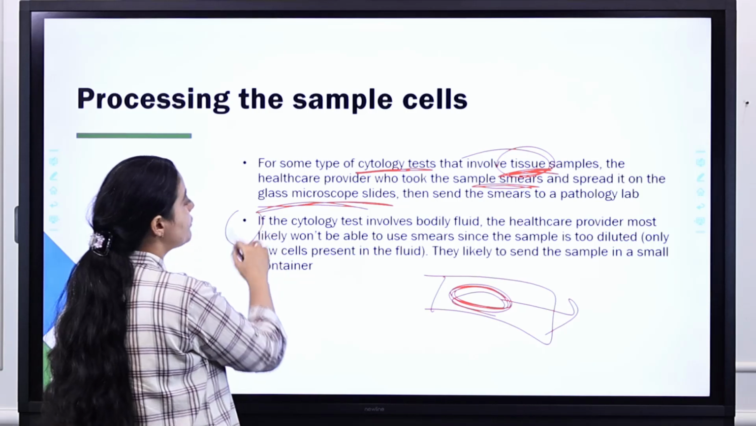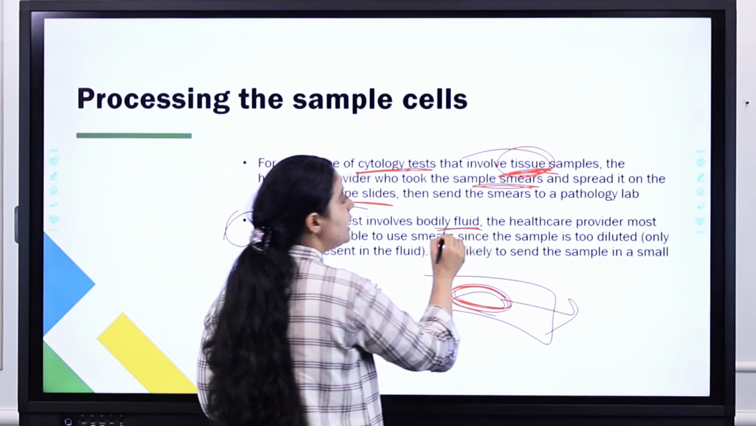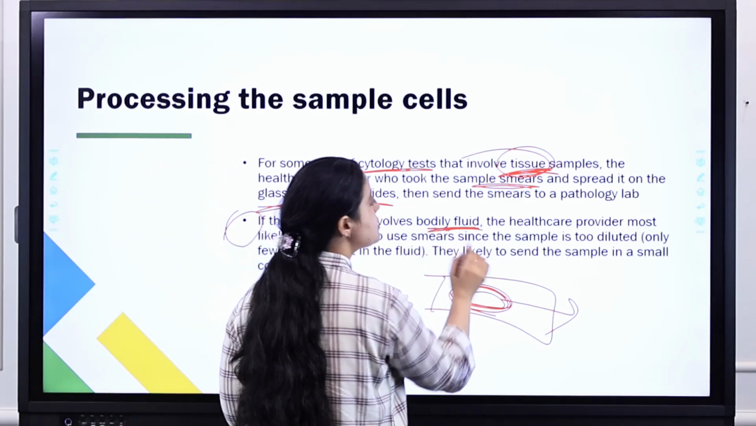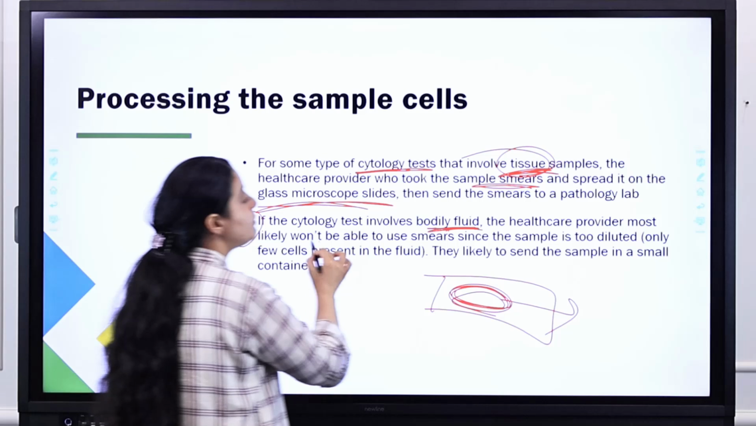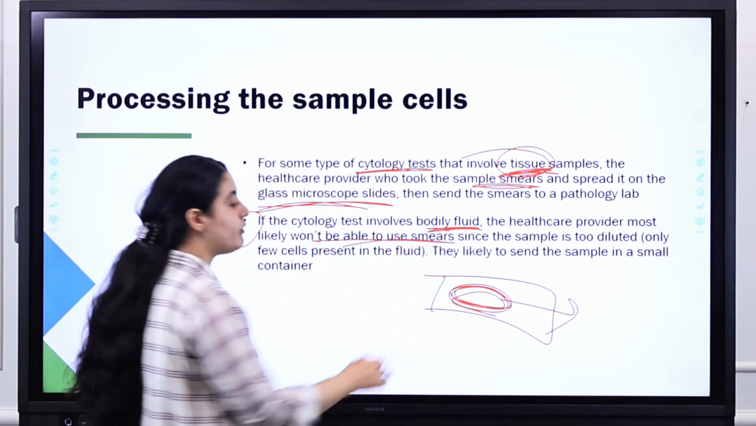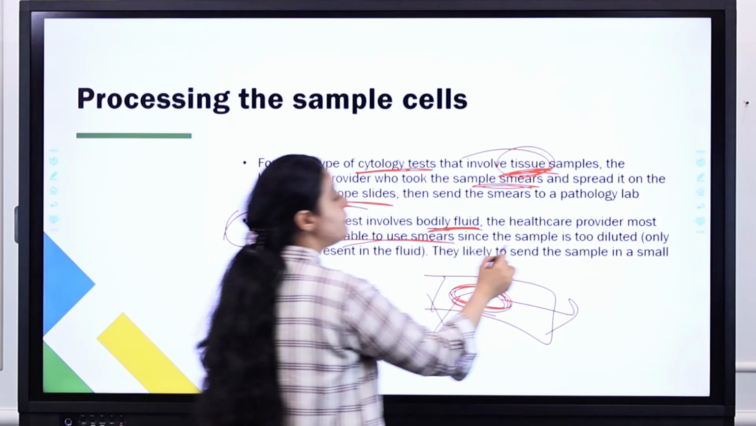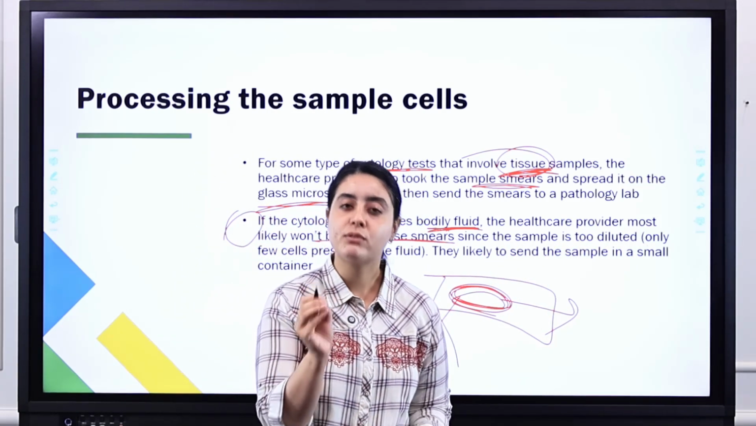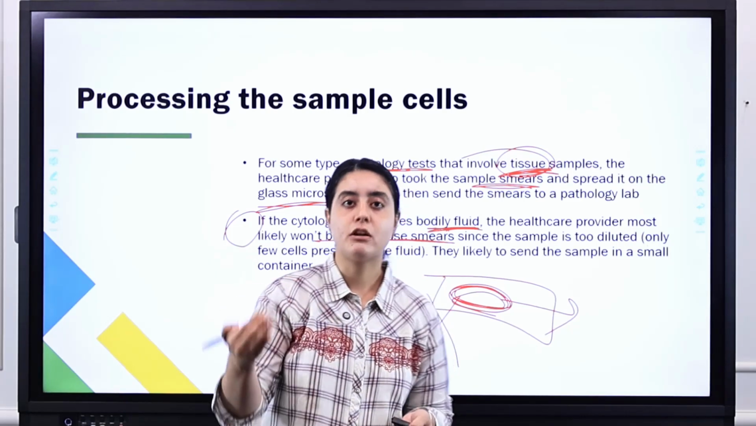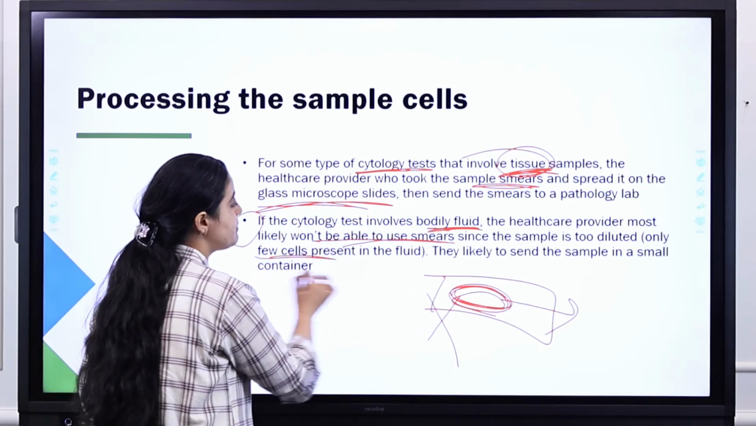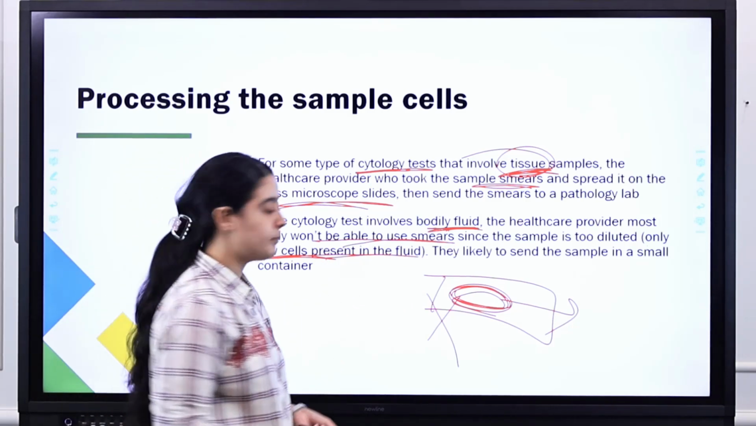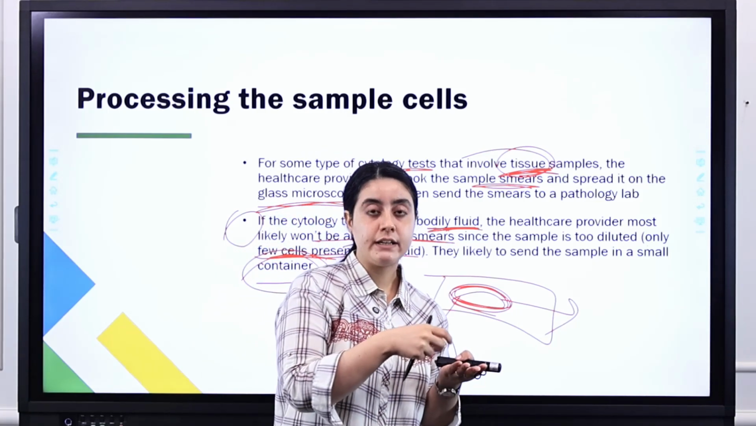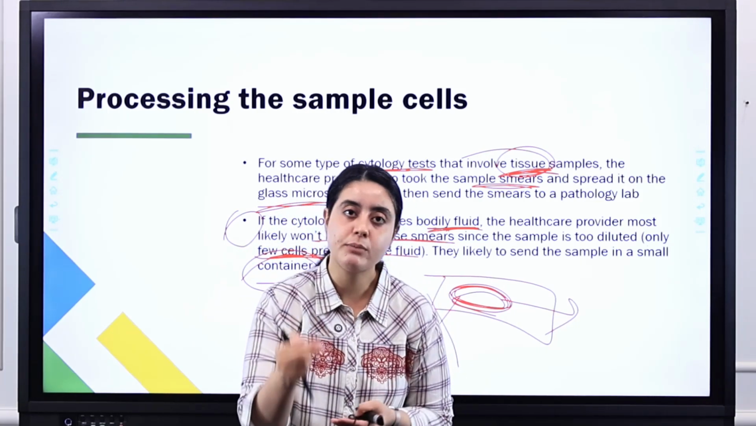Now what is the second type? If the cytology test involves body fluids, here we take a fluid sample instead of tissue. So what will the healthcare provider do? They won't be able to use smears, because the sample is too diluted. What is the meaning of too diluted? Because the sample is fluid, only a few cells will be collected along with the fluid. So they are likely to collect the fluid, transfer it into a container, and send it to the pathology lab.